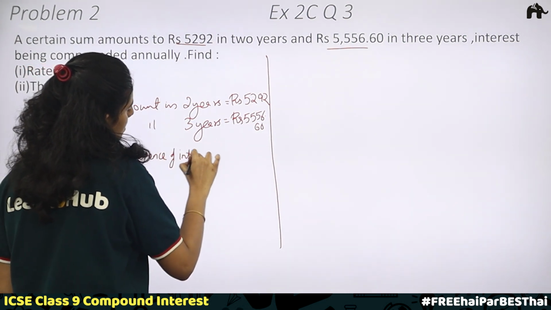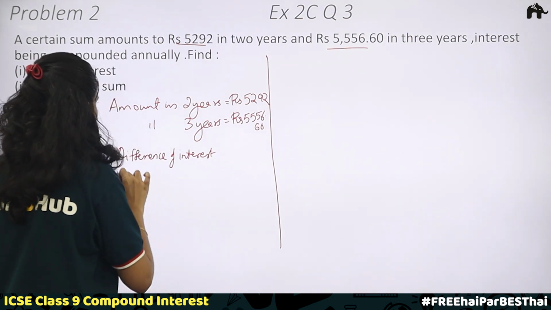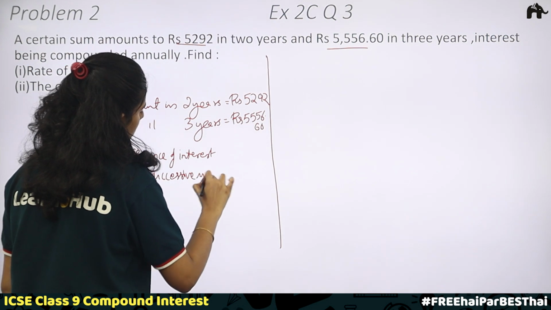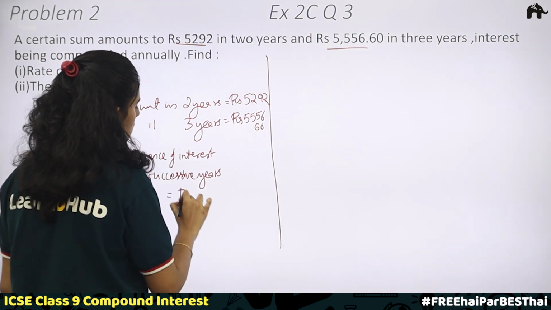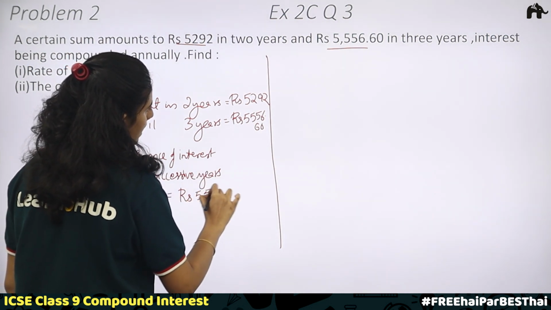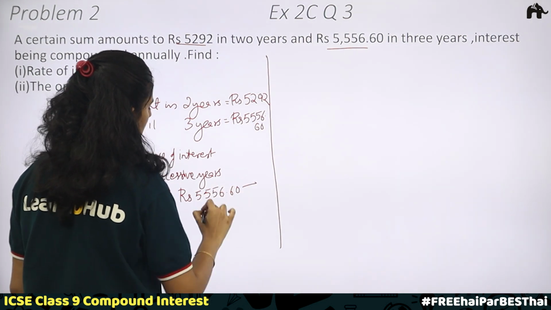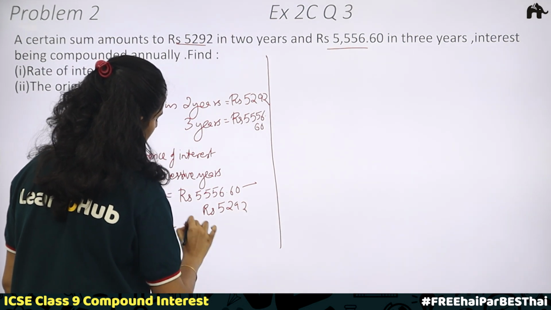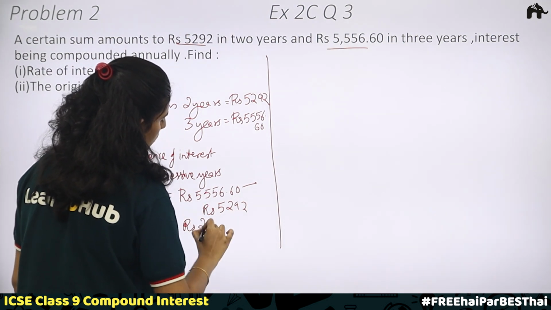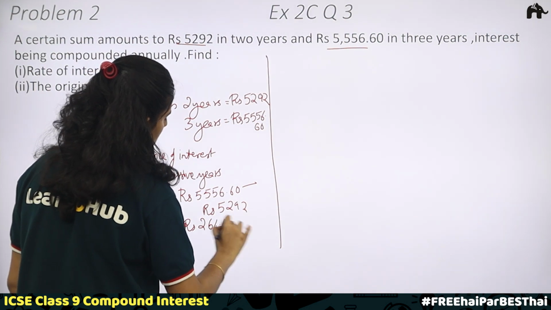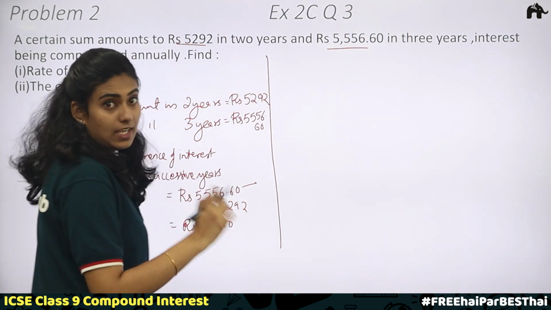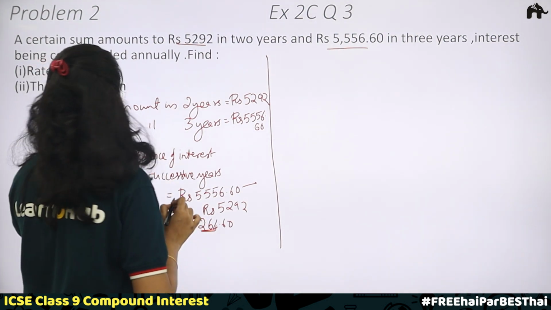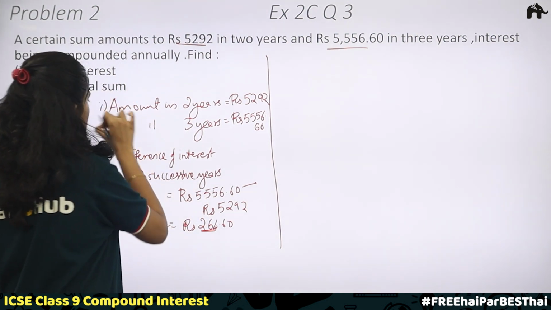of interest in 2 successive years, which will be equal to rupees 5,556.60 minus rupees 5,292. When you subtract, you will be getting rupees 264.60. Okay, so this is your interest. In the first part of the question, we have to find the rate of interest. How to find the rate of interest?